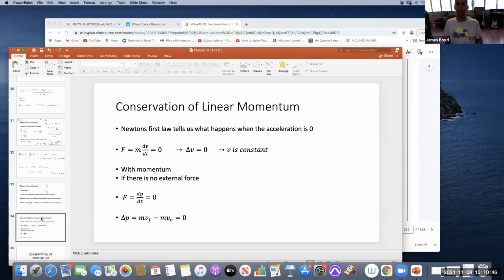As I said, Newton's first law told us that if a body's at rest, it stays at rest unless acted upon by a force. A better way to say that, now that we've gone through several months of physics, is the momentum does not change unless there's an external force. The total net momentum of an object cannot change unless there's an external force.